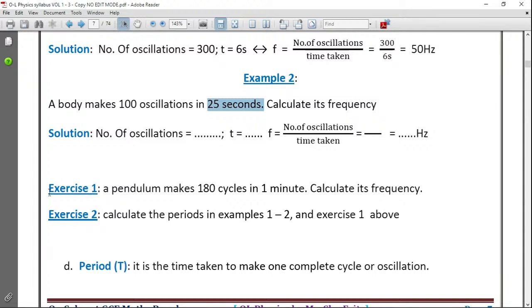Exercise. A pendulum makes 180 cycles in 1 minute. Calculate its frequency. This example is a trap. You must convert this time from minutes to seconds. So your answer should be equal to 180 divided by 60, and your answer will be 3 hertz.